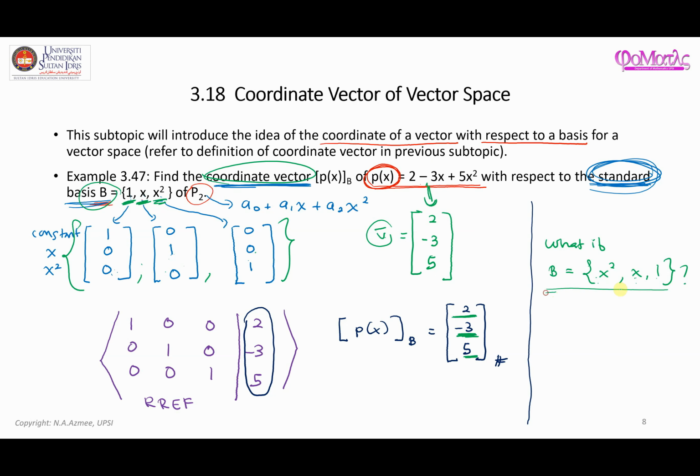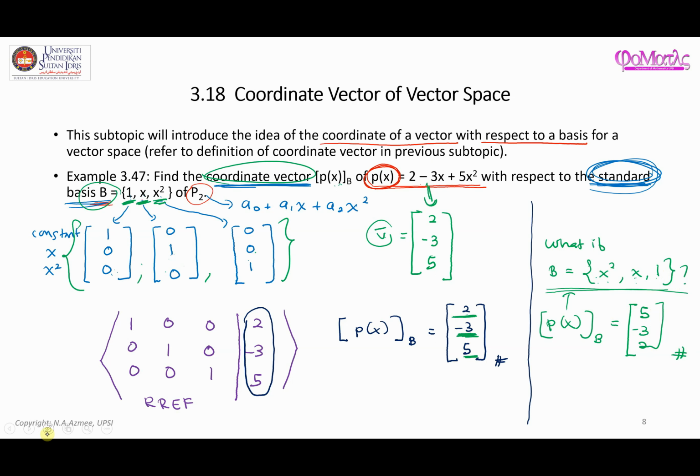Therefore, when the basis is changed to this arrangement, the coordinate vector for p(x) with respect to this slightly different basis is going to be switched. For x squared we're going to have 5, x is still at negative 3, and for 1 the answer is 2. So that is the short explanation, where you can see that you just switch the position of the values given here as well. Now, what is the long explanation?